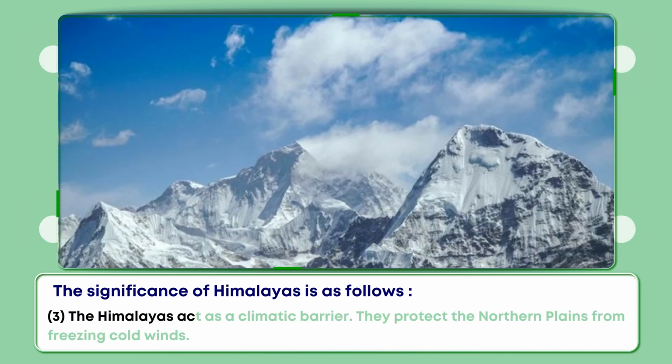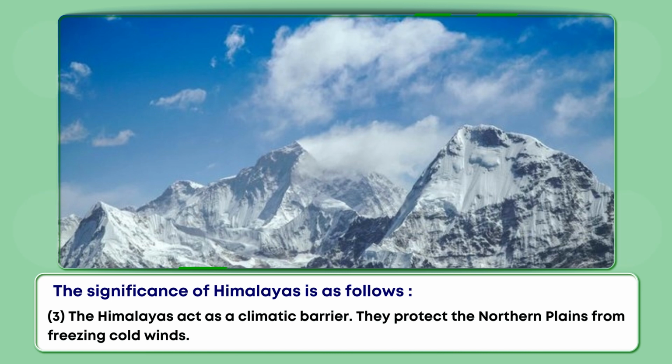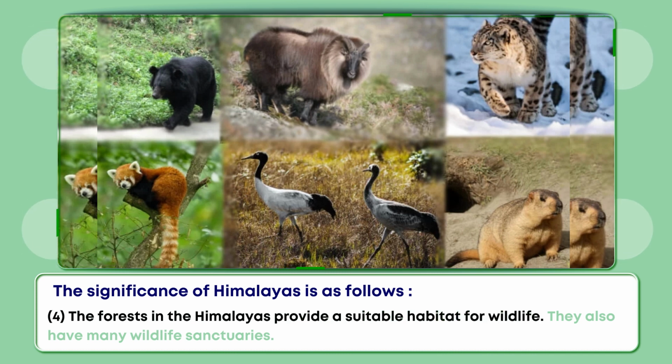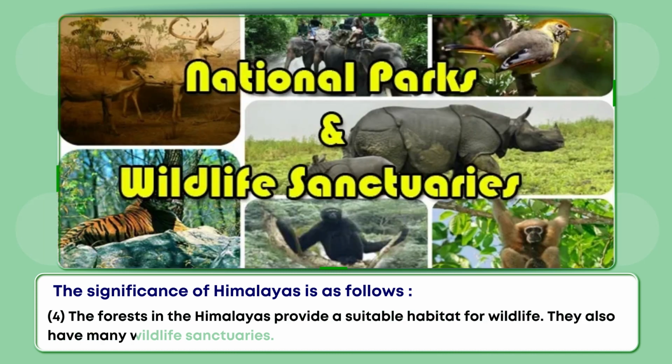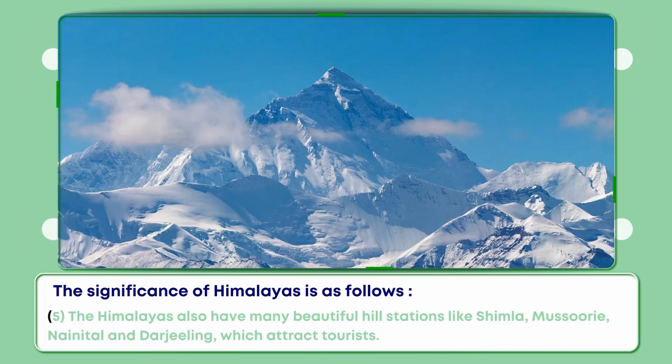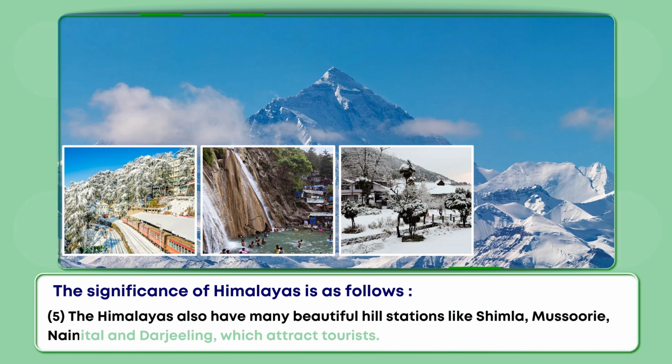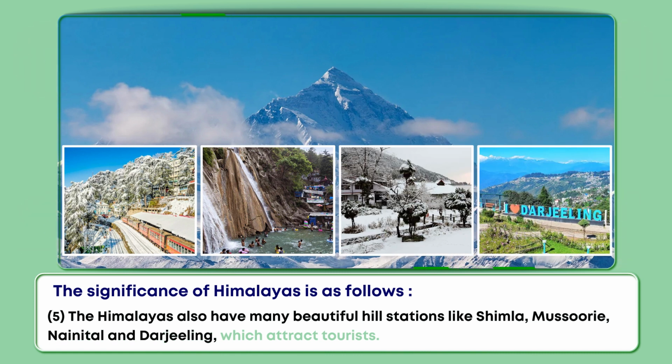The Himalayas act as a climatic barrier. They protect the northern plains from freezing cold winds. The forests in the Himalayas provide a suitable habitat for wildlife. They also have many wildlife sanctuaries. The Himalayas also have many beautiful hill stations like Shimla, Mussoorie, Nainital, and Darjeeling, which attract tourists.